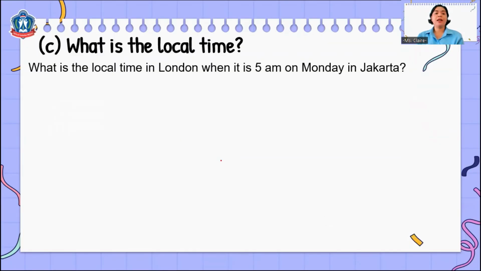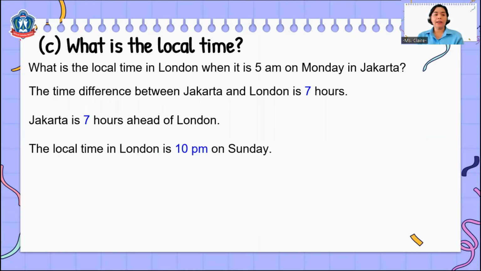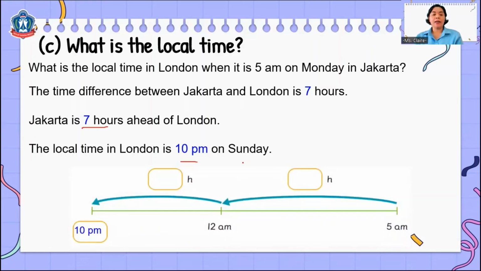So what is the local time in London when it is 5 a.m. on Monday in Jakarta? The time difference between Jakarta and London is 7 hours, right? Because London is 0 and Jakarta is 7, the difference is 7 hours. It means that Jakarta is ahead by 7 hours. And so the local time in London is 10 p.m. on Sunday.